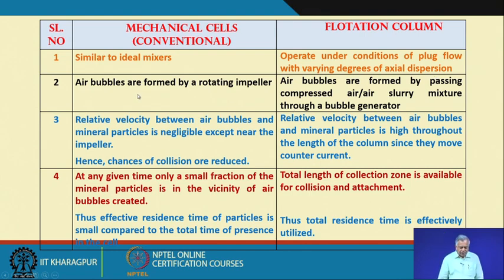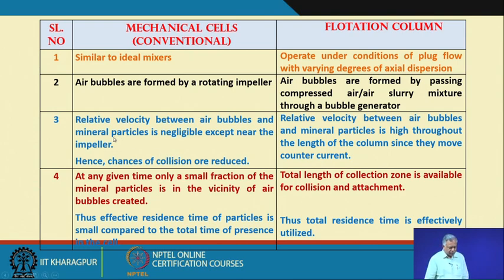In mechanical cells, the air bubbles are formed by a rotating impeller. In a flotation column, air bubbles are formed by passing compressed air or an air slurry mixture through a bubble generator. So, you are using a bubble generator here, and you can control the bubble sizes in a much more effective manner than in the mechanical cells.